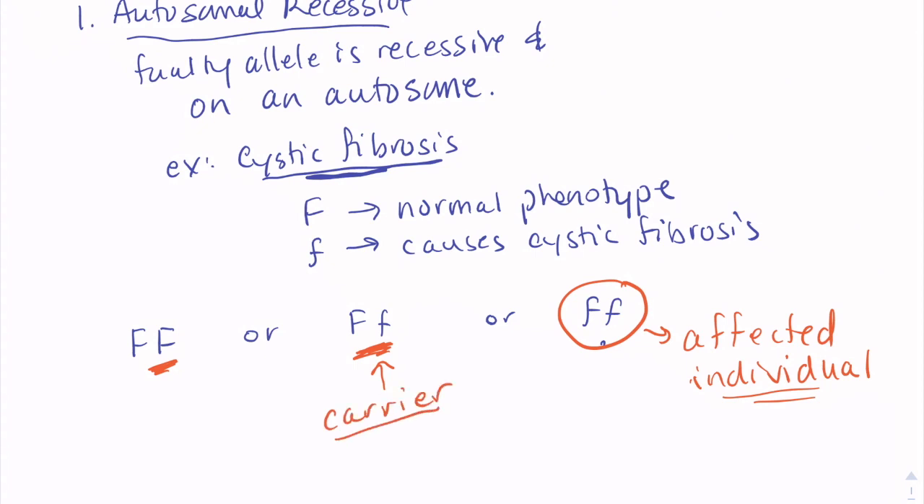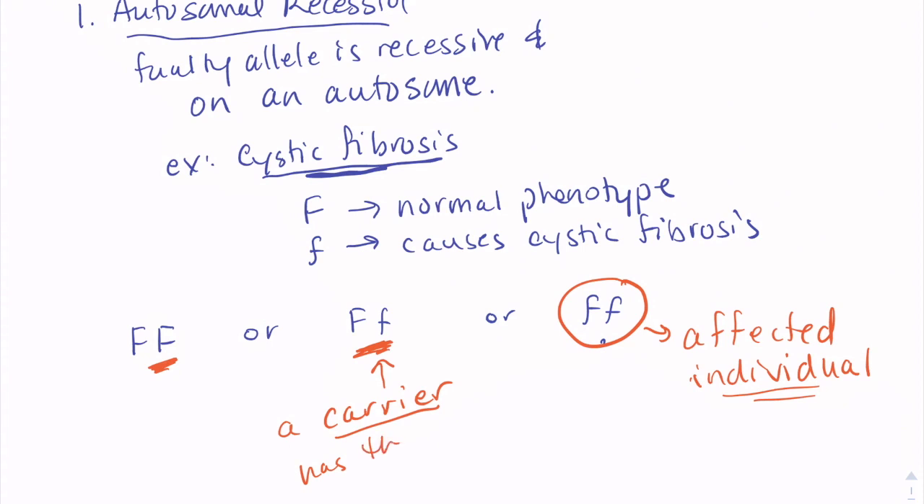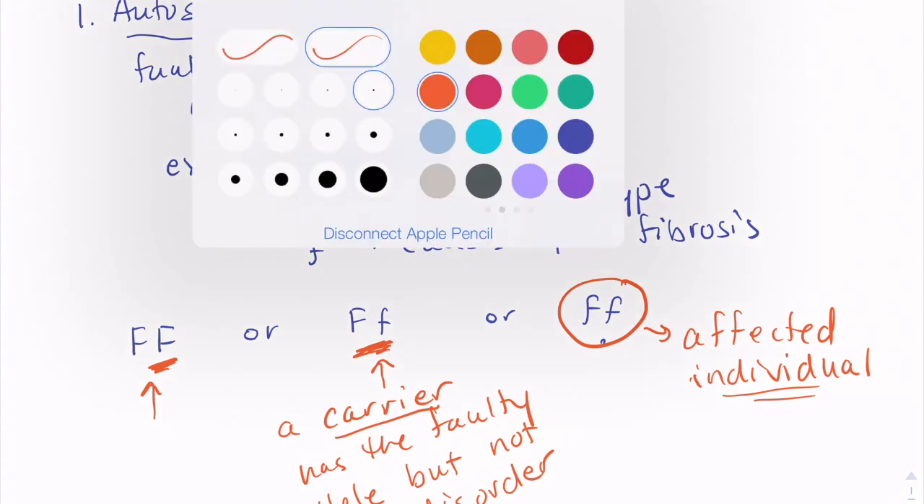A carrier is someone who has the allele for the disorder but doesn't have the disorder themselves. So a carrier has the faulty allele but not the disorder. So even though this is a healthy genotype, they are a carrier. This person over here, homozygous dominant, this genotype gives you a healthy phenotype, and they're not a carrier. They only have the normal healthy allele. Right, so let's go back to blue.